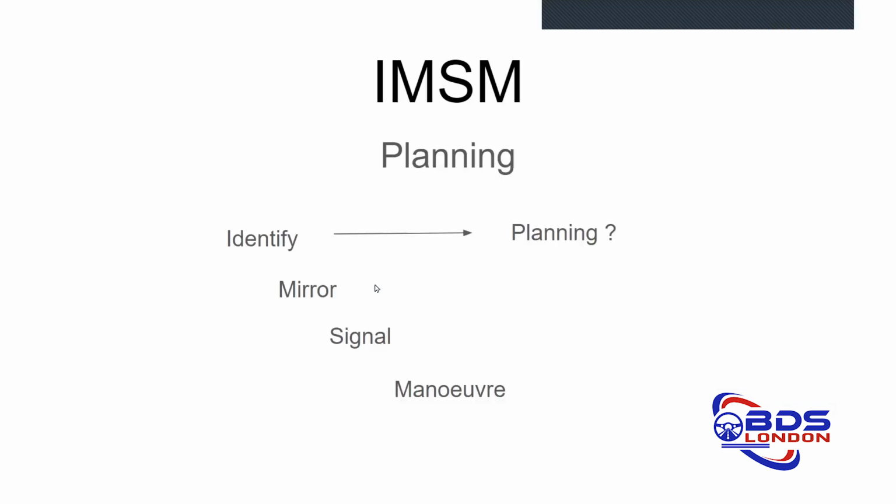And the reason is this mirror signal maneuver being isolated from the most important thing, which is the I. And the I is identify and planning. So it's really important that you know what to look for to recognize the dangers. This is absolutely, absolutely critical. If you don't know what to look for when you're coming up to a junction, the problem you've got is you can't plan for what you're going to do.